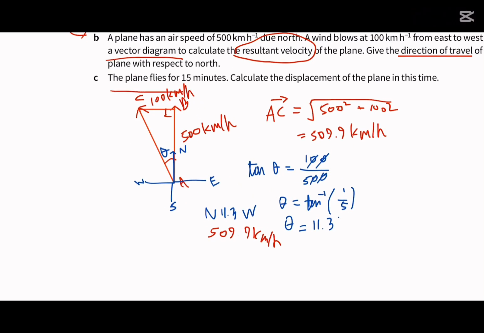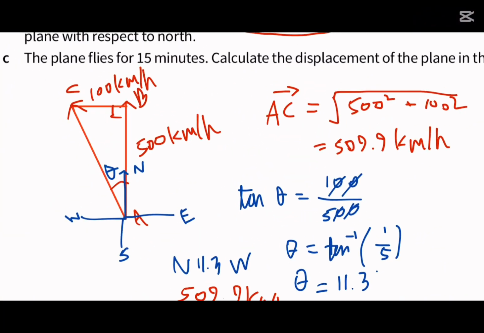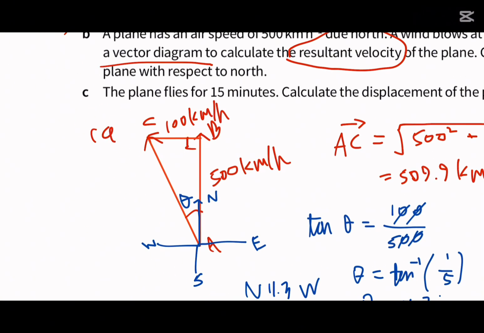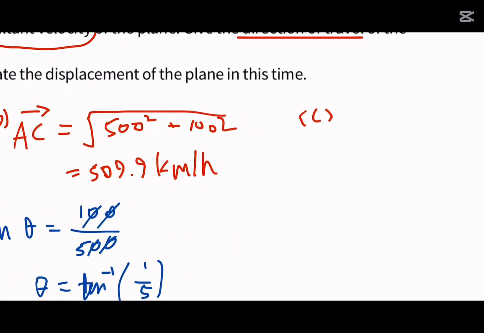And the plane flies for 15 minutes. Calculate the displacement of the plane in this time. Okay, wait a second. Number C. We just need to use the normal formula: distance equals speed times time. I'm sorry, this will be displacement.